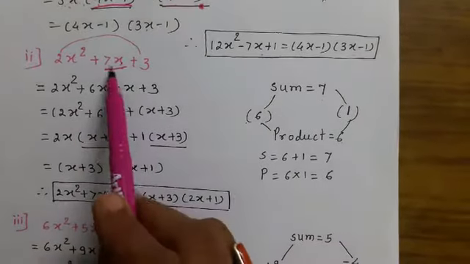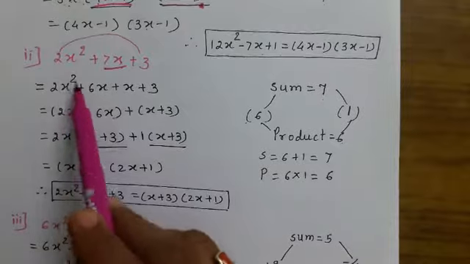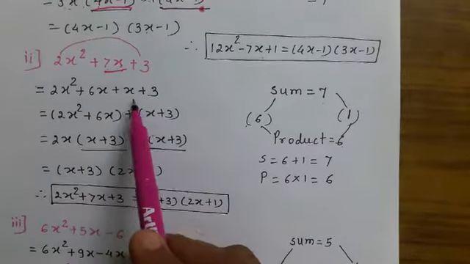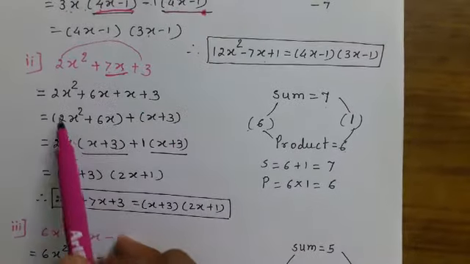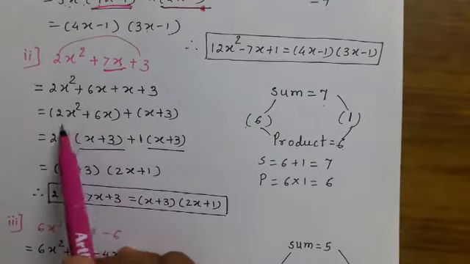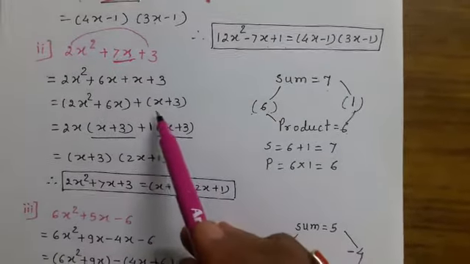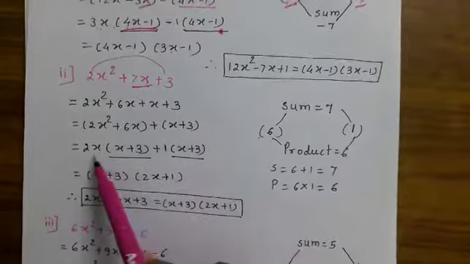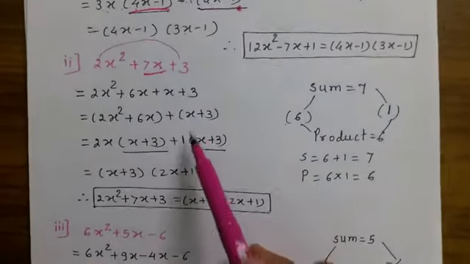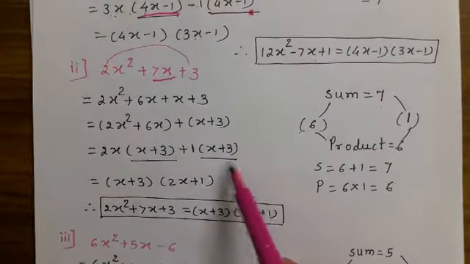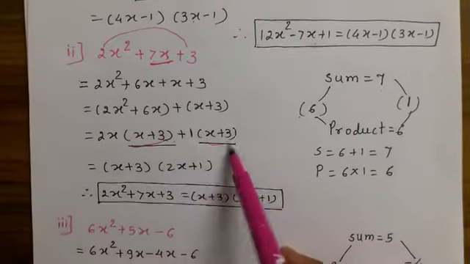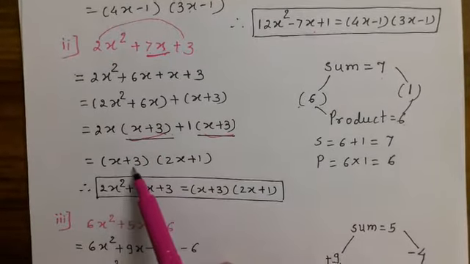So what we will do, 7x we have to split up: 2x square plus 6x plus 1x plus 3. So again 4 terms are there, we have to do grouping. 2x square plus 6x in the first bracket, in the second bracket x plus 3. 2x is common, x plus 3. Here nothing common means 1 is common, x plus 3. Here x plus 3 is common to both the terms. So x plus 3 is common.